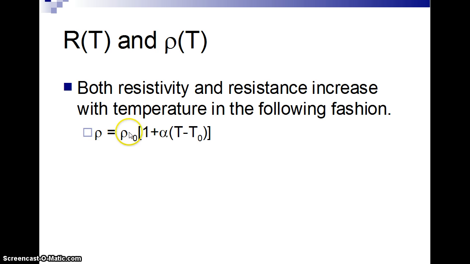So rho is rho 0 multiplied by 1 plus this constant alpha times the temperature minus 20 degrees. So it looks at how much you're above or below. If you're below 20 degrees, this factor gets negative, so it gets smaller and smaller. And then eventually it's going to get bigger and bigger with higher temperatures. And the same thing for resistance. Now, as that goes along, you can reference those two different points.